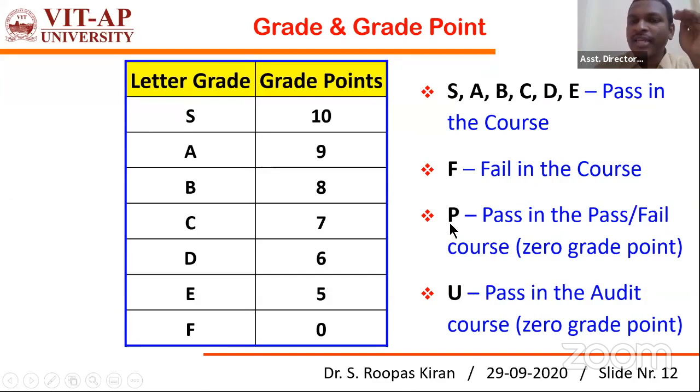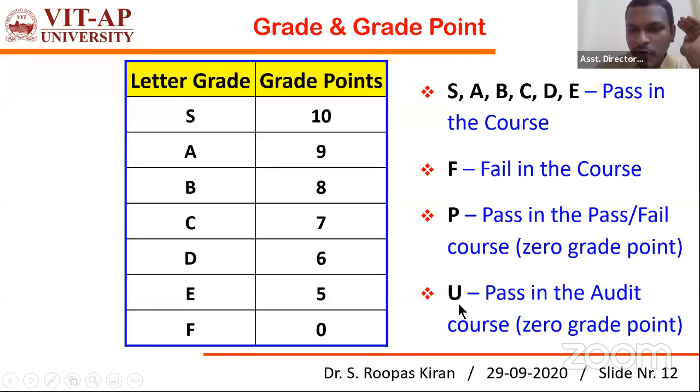There are some courses which are pass or fail courses. If the grade indicated in your grade sheet is P, then it says that you passed in that particular course. It doesn't give you any credit or any grade point, but it's a compulsory course. You must pass in the course. So the P grade has to be scored in that type of course.